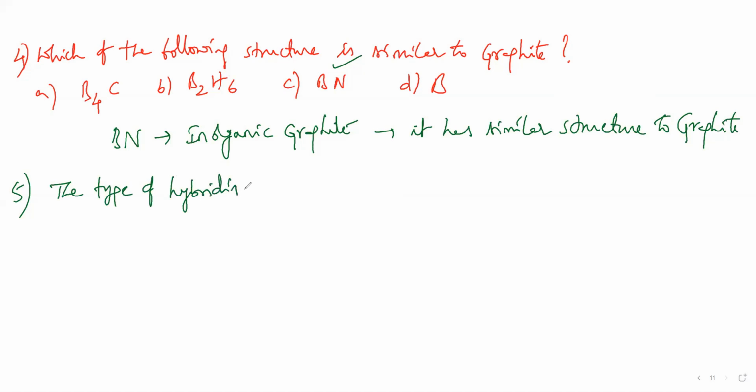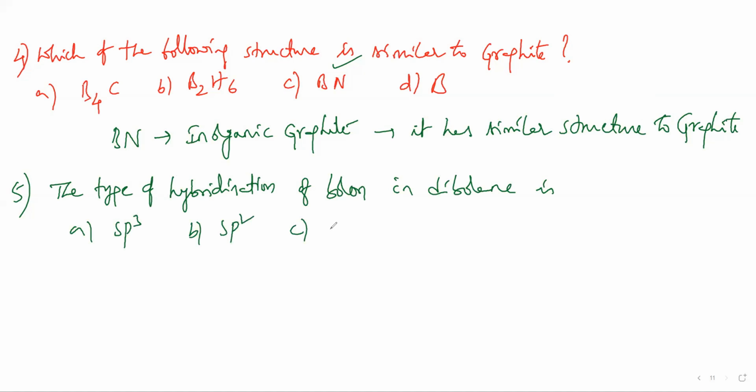Next, the type of hybridization of boron in diborane. Options: sp3, sp2, sp, lastly sp3d2. In diborane, what is the hybridization? sp3.